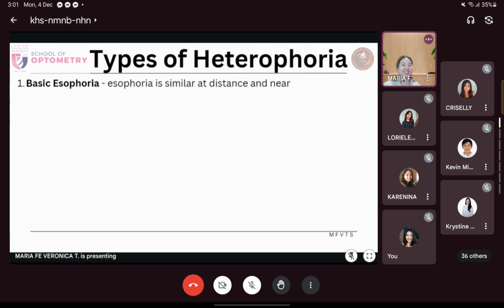Wala. Di nyo na matandaan? O hinahanap nyo pa yung VT Bible nyo?